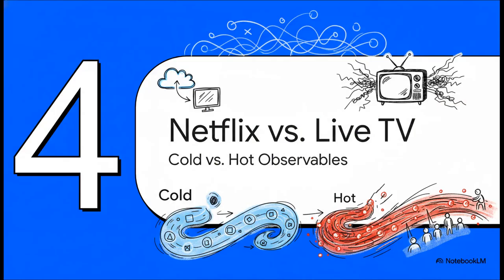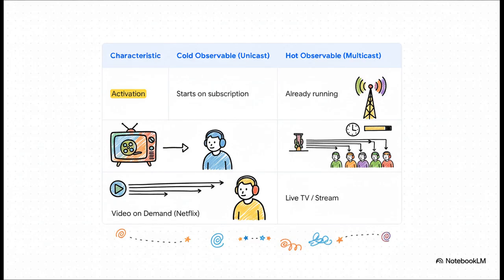Okay, so now that we know what an observable is, there's one more layer. See, not all of them behave the same way. They really come in two main flavors, depending on the data source. To make it super clear, we're going to use a really simple analogy: Netflix versus live TV. This table here lays it all out perfectly. A cold observable, think of that as Netflix. When you hit play on a movie, you get your very own private screening that starts right from the beginning. Every single person who subscribes gets a brand new, fresh execution.